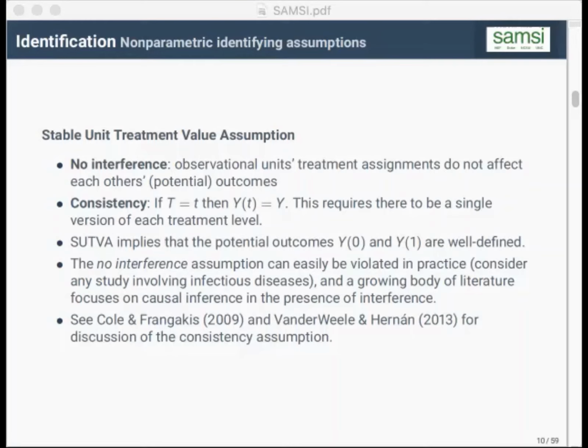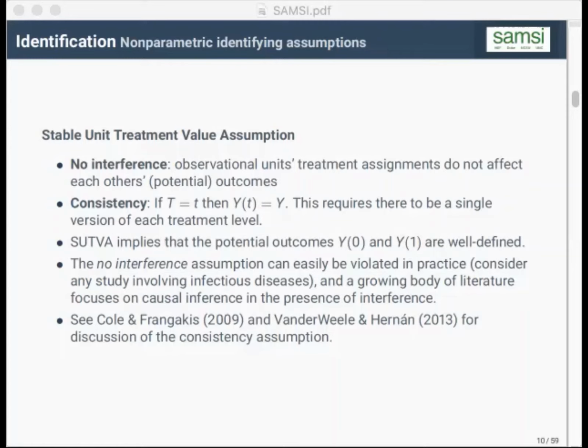So the first component of SUTVA is the assumption that there's no interference. And this means that my treatment assignment can affect my own potential outcome, but it cannot affect anybody else's potential outcome. So this tells us that a potential outcome that has as its argument a single treatment, where the treatment corresponds to the same unit as the outcome, is well defined. If you have interference, if one person's treatment can affect multiple people's outcomes, then potential outcomes have to be indexed not only by a unit's own treatment, but also by all the treatments of the other units that can interfere with that unit.